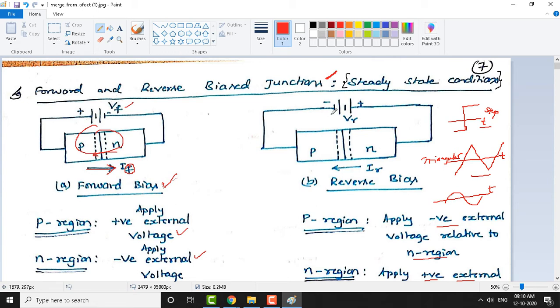VF and VR. Okay, it's a DC voltage. Correct? Yes, sir. So these are DC voltages. DC means it is steady state. Okay, this is also DC.